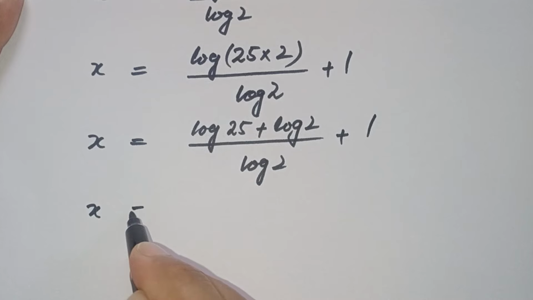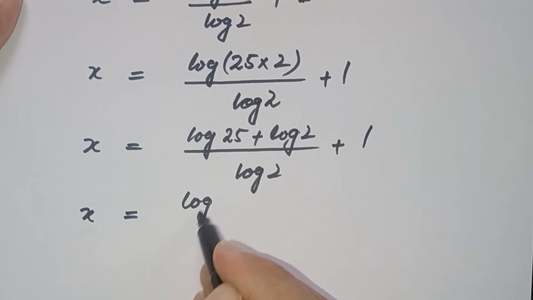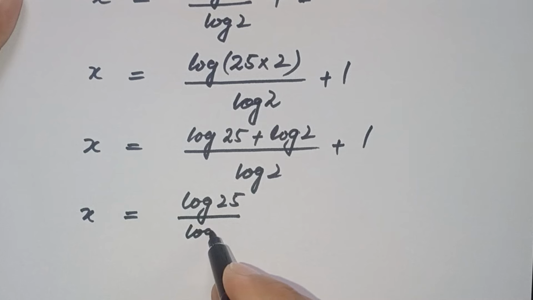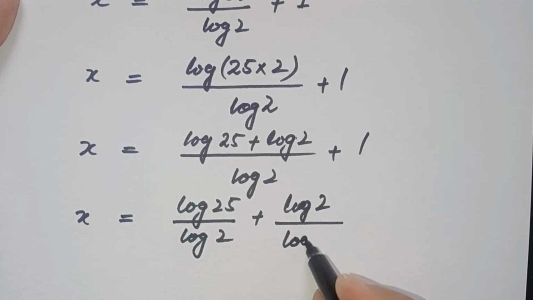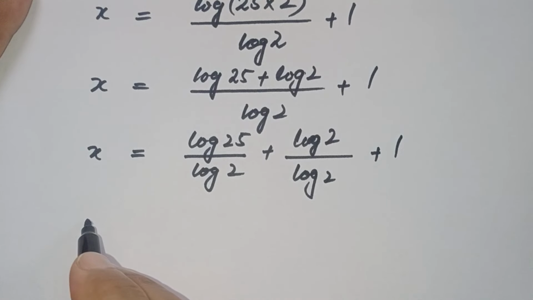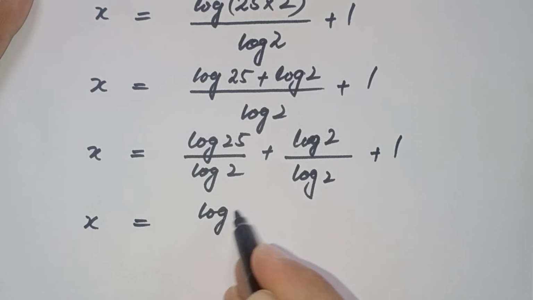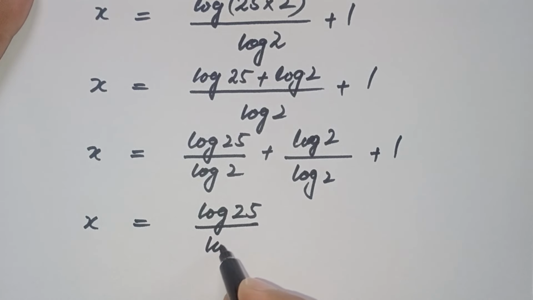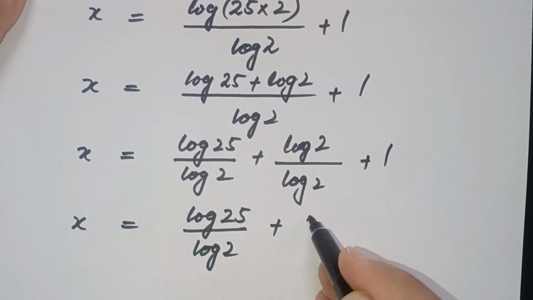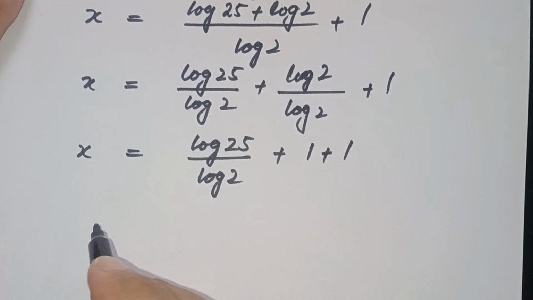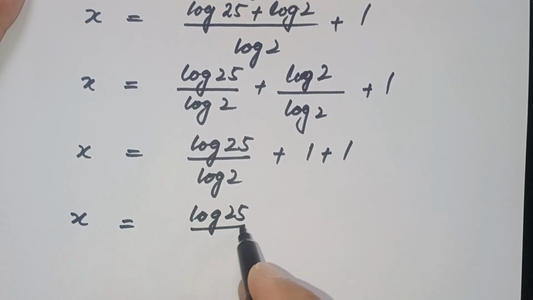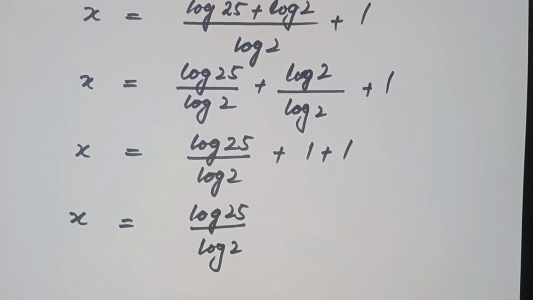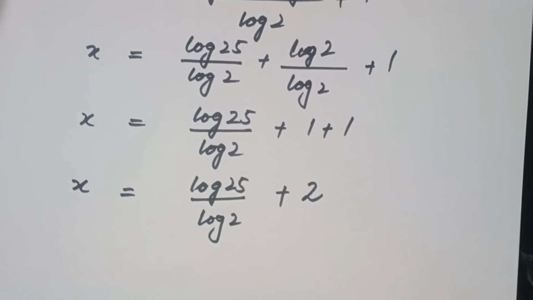Here we have x is equal to log 25 divided by log 2 plus log 2 divided by log 2 plus 1. In the next step, we have x is equal to log 25 over log 2 plus, here log 2 will go with log 2, we will get 1. So in the next step, we will write log 25 over log 2 plus 2, since 1 plus 1 is equal to 2.